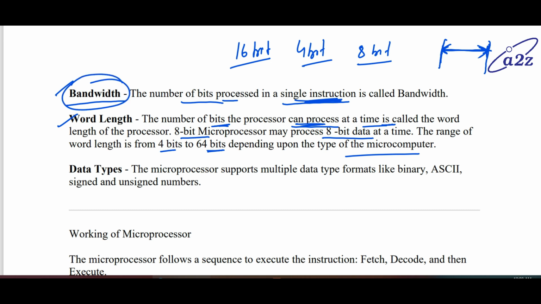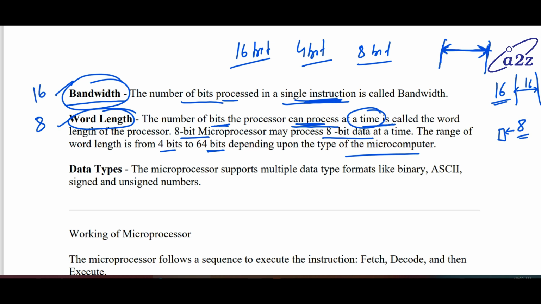But word length is what? Word length is the number of bits that a processor can process at a time, per unit of time. Means एक साथ प्रोसेसर कितना डेटा आपका प्रोसेस कर लेगा. Like आपने प्रोवाइड तो किया 16 बिट एक साथ, because you have a 16 bit bus, तो 16 बिट आपने प्रोवाइड तो कर दिया, but processor जो है that can process only 8 bit. So the word length is 8 bit and bandwidth is 16 bit.